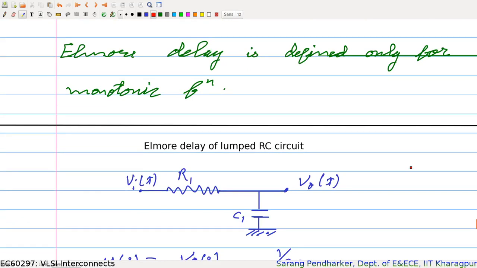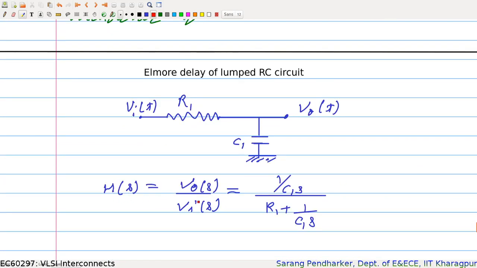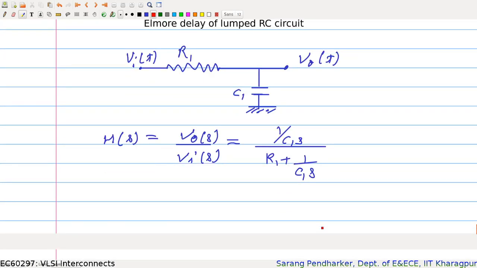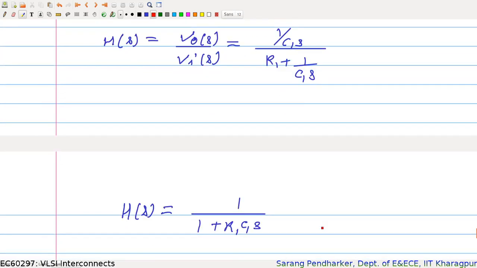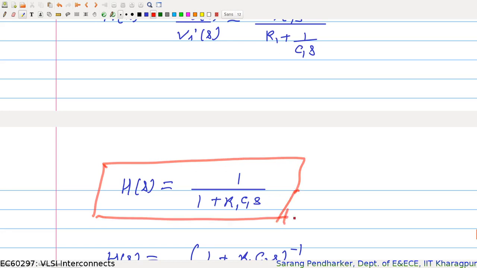Before proceeding further, you should solve this on your own. The transfer function is simply known, V out by Vs, and in this case it would be 1 by C1s divided by R1 plus 1 by C1s. I can simplify this. When I simplify this, what I get is my H of s is simply this. This is very familiar to everyone, I suppose.